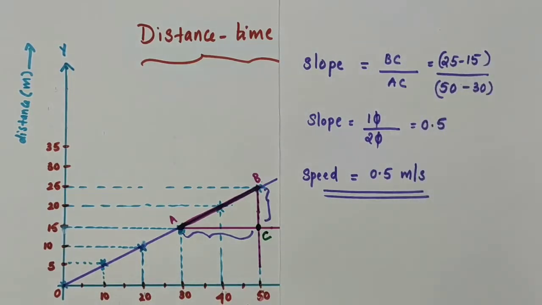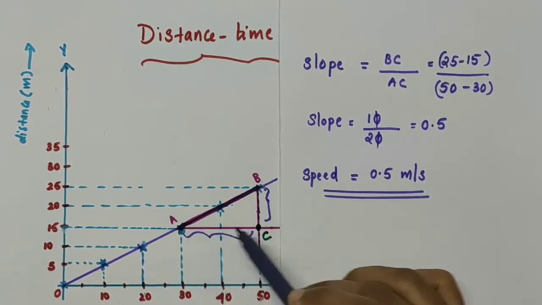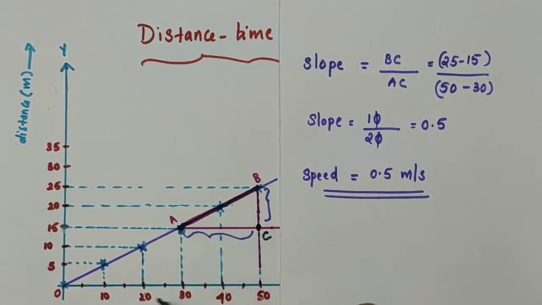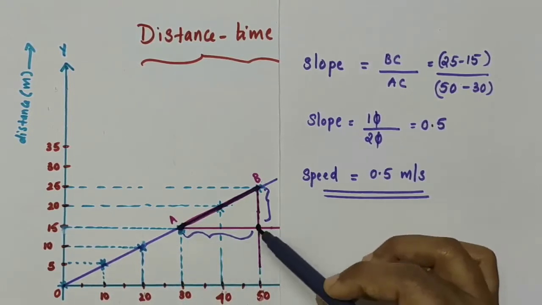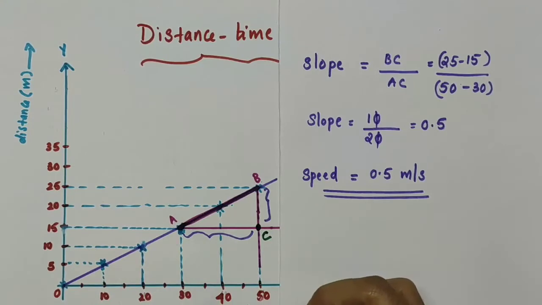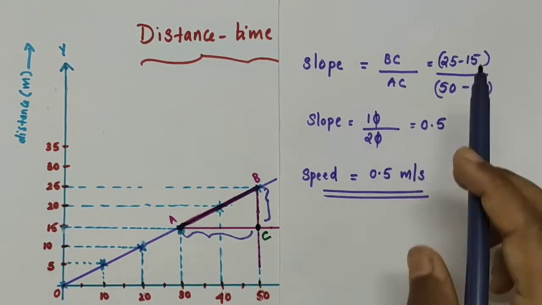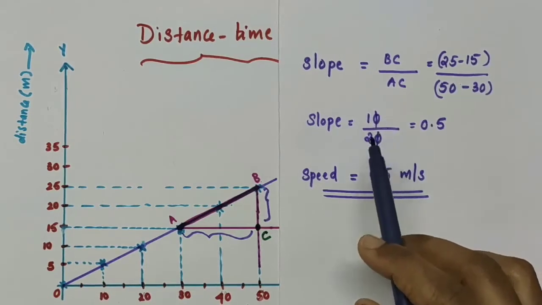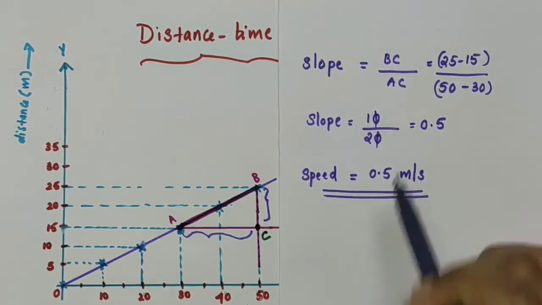25 minus 15. Then AC is a side of this triangle ABC which is parallel to the time axis. So AC will give you time values. C corresponds to 50, A corresponds to 30. So AC will be what? 50 minus 30. Okay, 25 minus 15 is 10. Then 50 minus 30 is 20. 0, 0 cancel. 1 by 2 is 0.5.